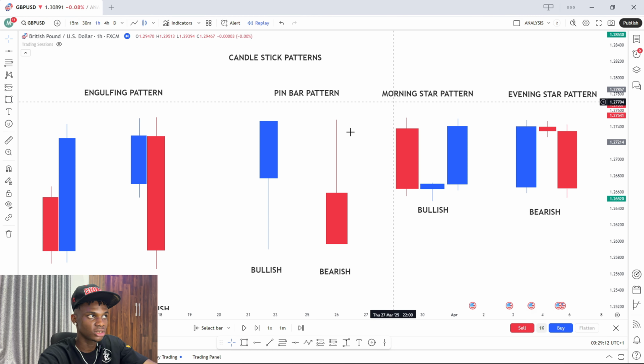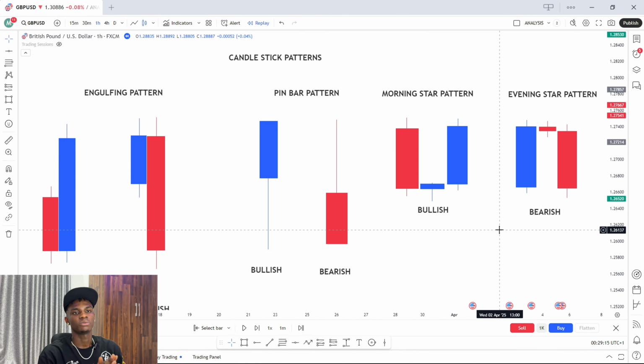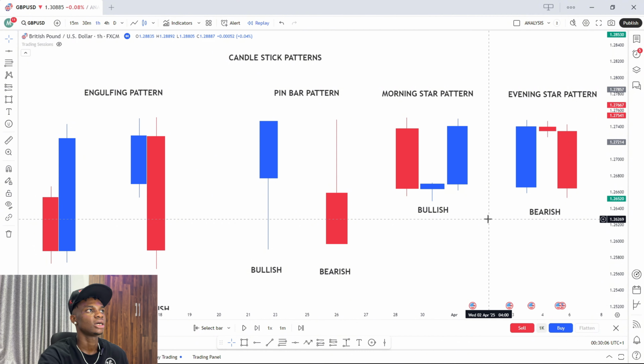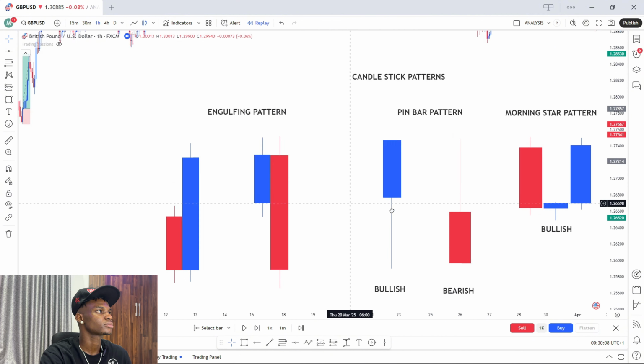Now, these three candlestick patterns are very solid candlestick patterns that you should do your due diligence by studying their past performance. That is backtesting the pair you are trading. Backtest each of them so you can know the one that fits your personality and gives you the most result. Now, let us go to the chart and check out some examples of this pin bar pattern.